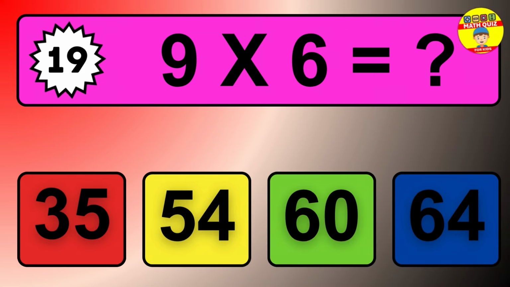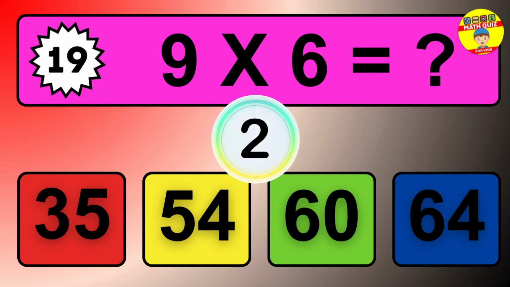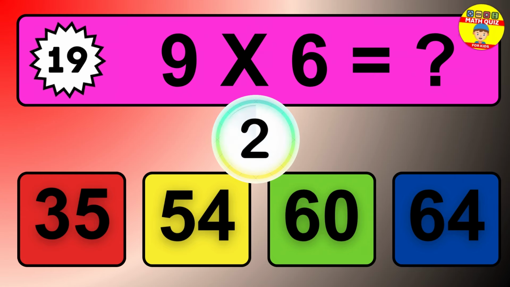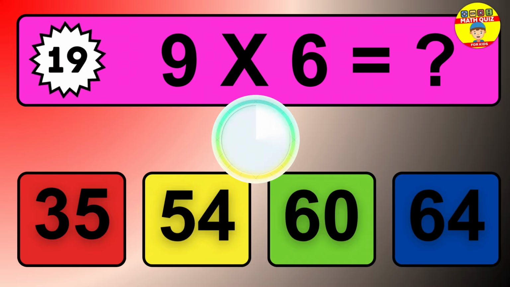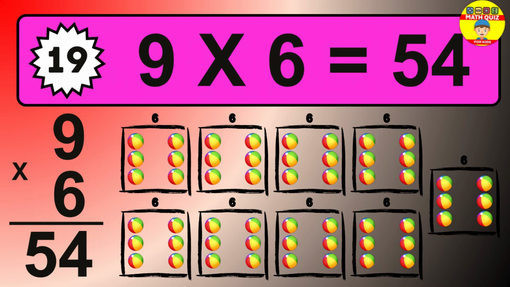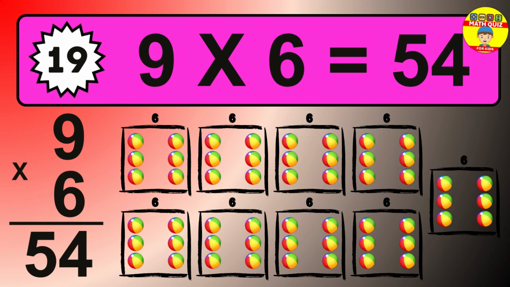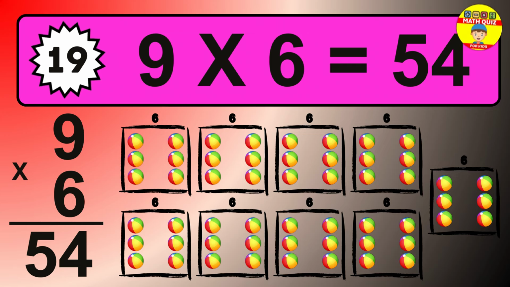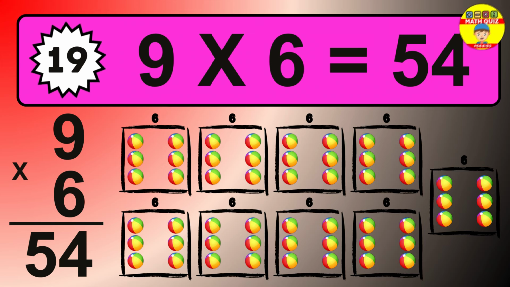Question 19. 9 times 6 equals what? So, the answer is 9 times 6 is 54. To calculate, we have 9 groups with 6 balls each one. So, how many balls do we have? 54 balls.